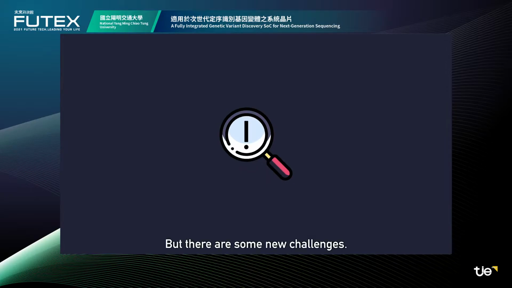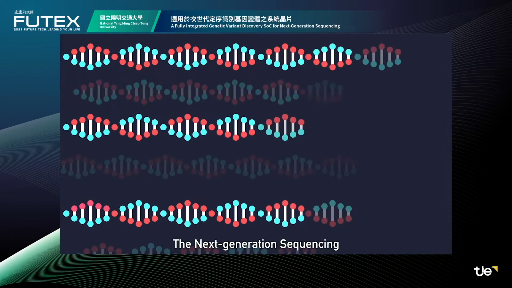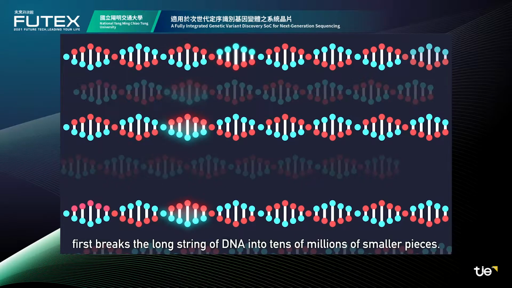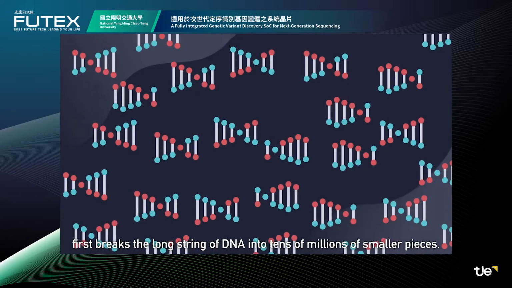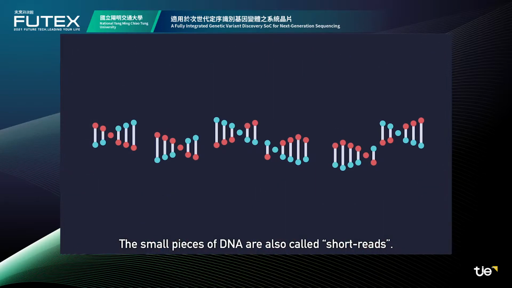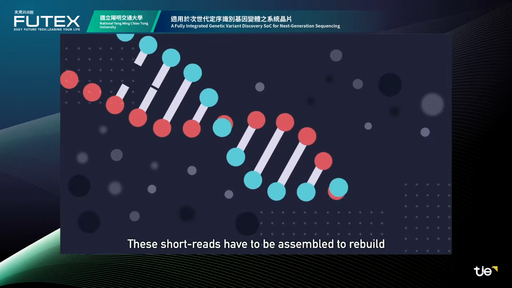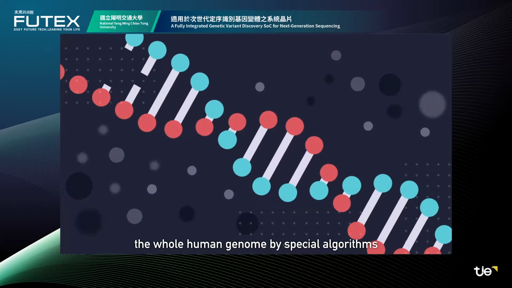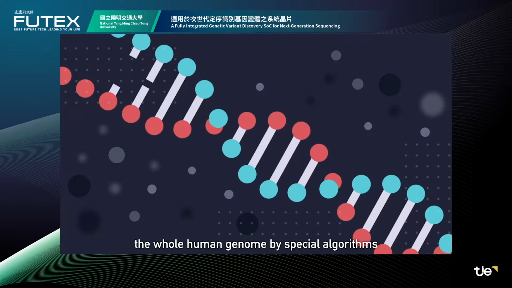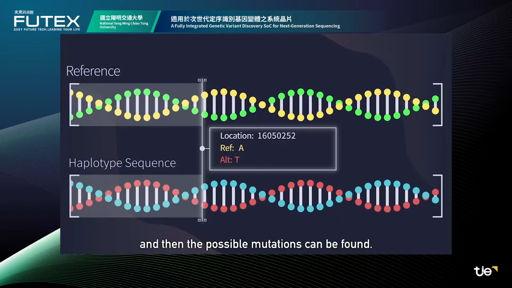But there are some new challenges. The next generation sequencing first breaks the long string of DNA into tens of millions of smaller pieces. The small pieces of DNA are also called short reads. These short reads have to be assembled to rebuild the whole human genome by special algorithms, and then the possible mutations can be found.